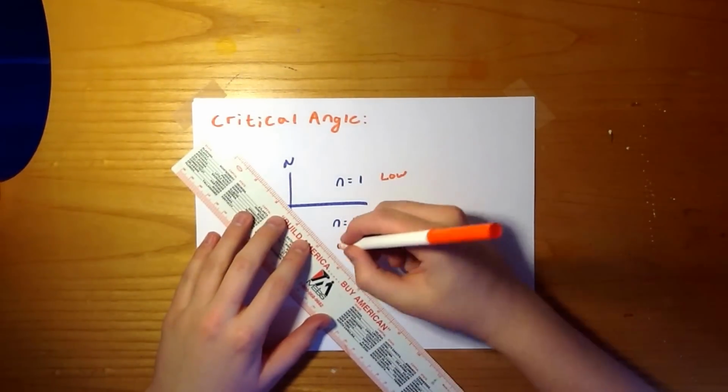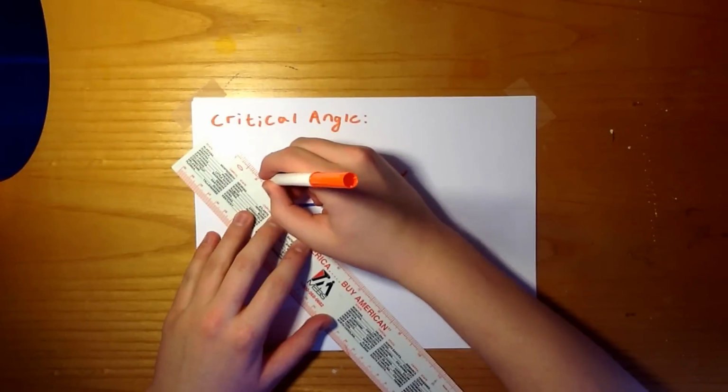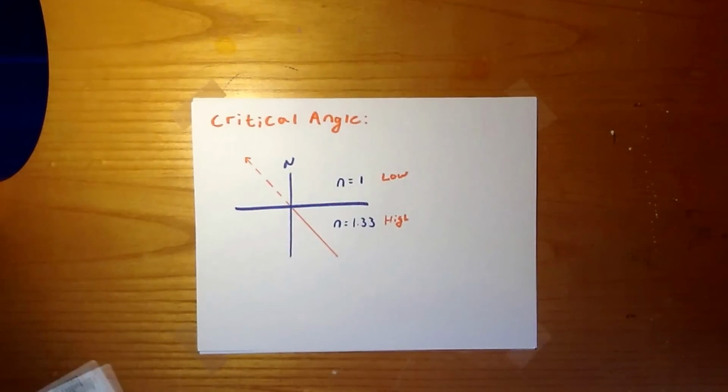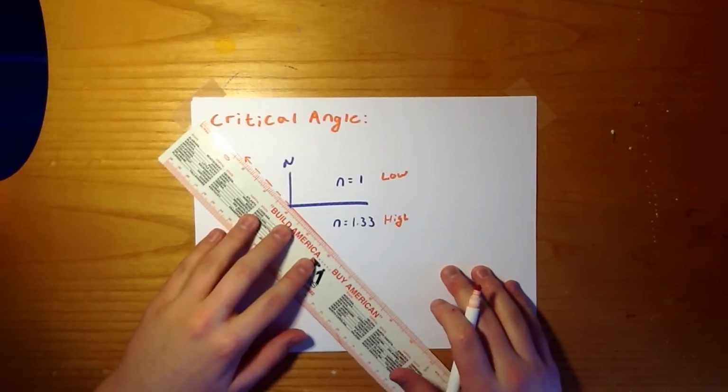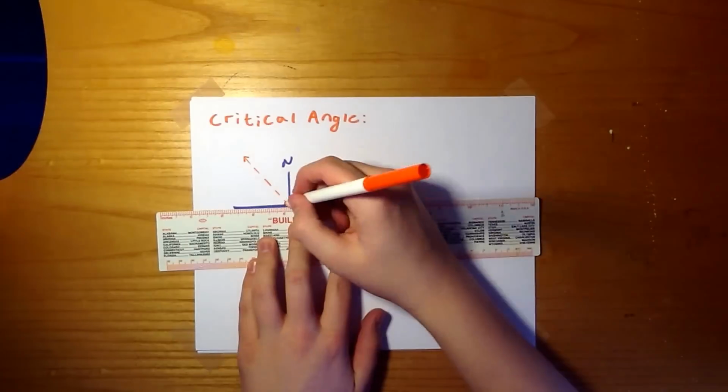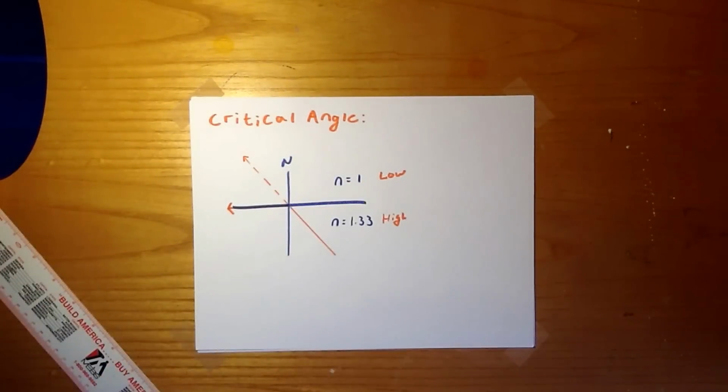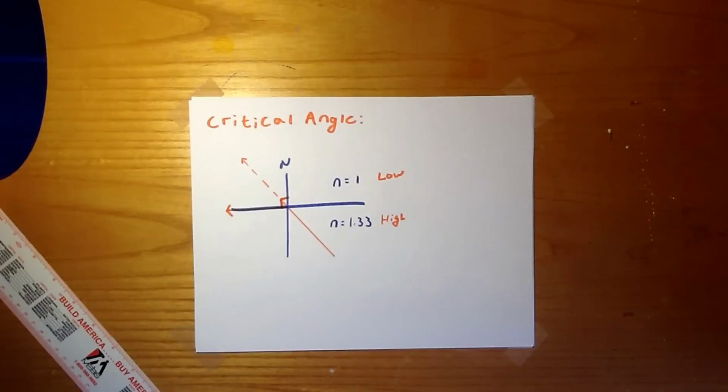So let's just draw our light here coming from a low n value to a high n value. The critical angle is the angle at which the light must strike the boundary to produce a refracted angle of 90 degrees, which looks just like this, laying flat along the x-axis. So if this is water and air, what would be the critical angle?